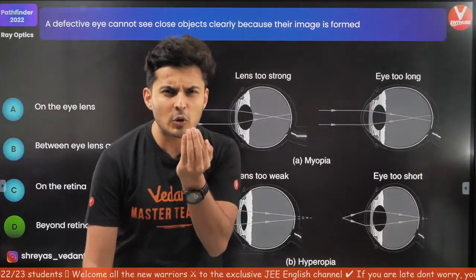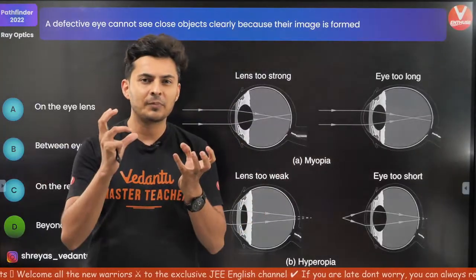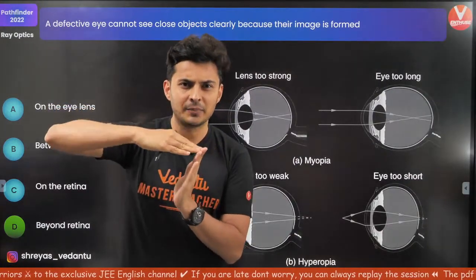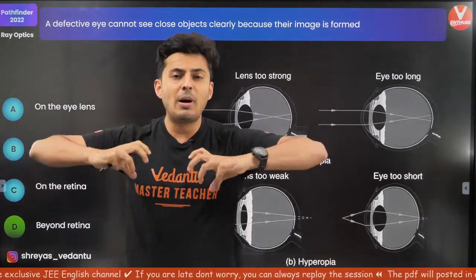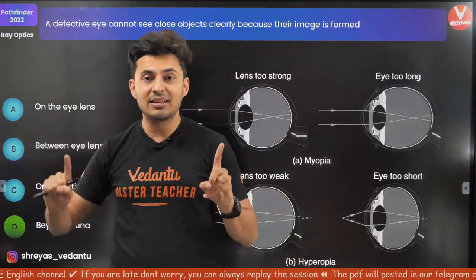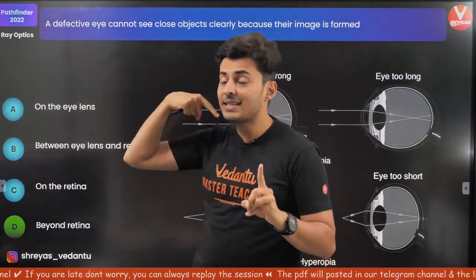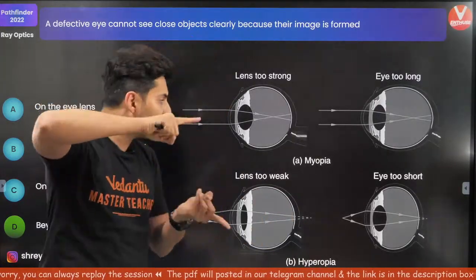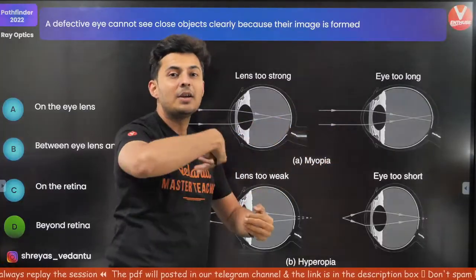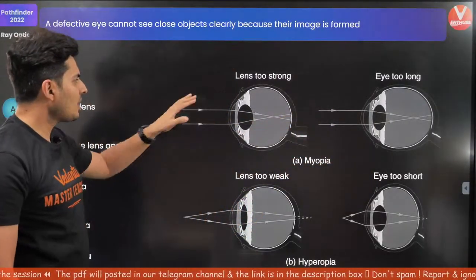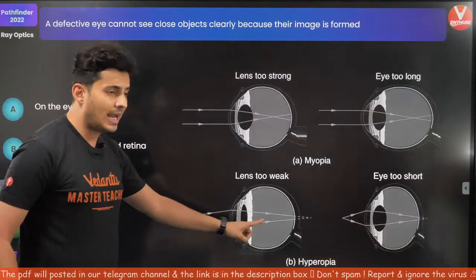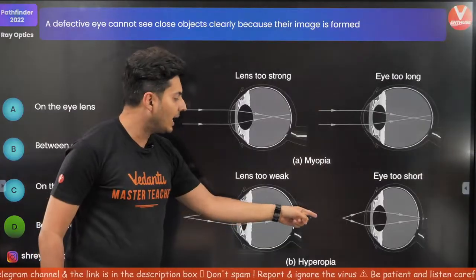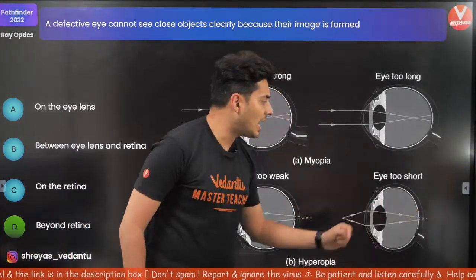Remember, when you are bringing it close enough, the eyes are strained. The focal length has to reduce. The rays have to converge quickly on the retina because you are bringing the object close. So the power of the lens should increase. But that person has a defective eye, which means he is unable to focus. So the rays are unable to converge. If they are unable to converge, the rays will meet behind the retina. Look at this, a very, very important diagram. Not the above one, the below one. The rays are meeting behind the retina.